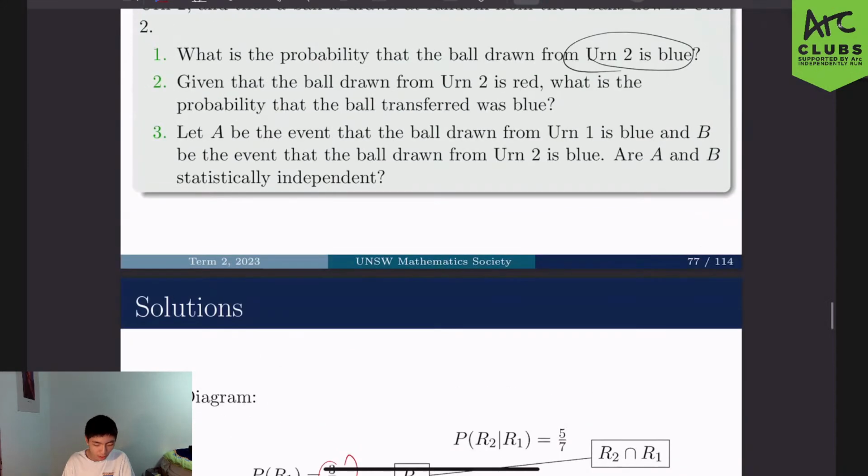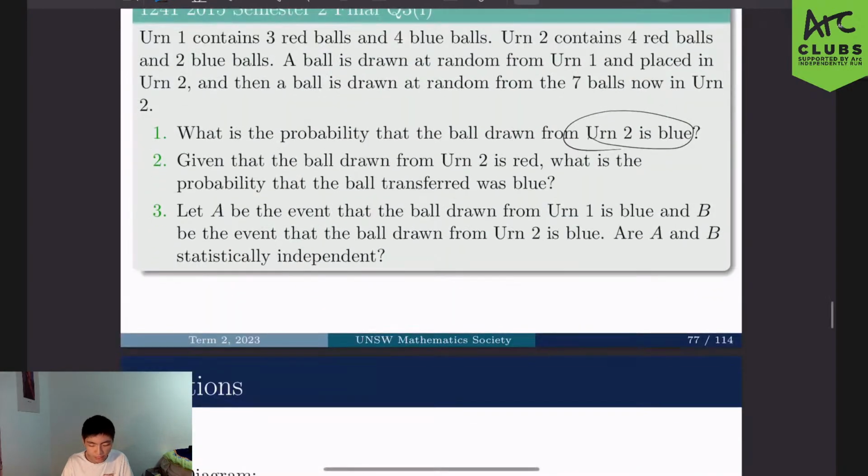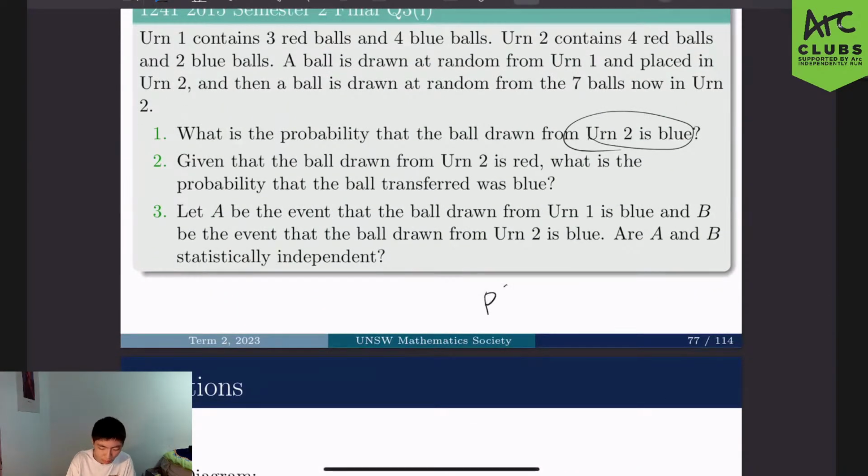Next, we are looking for the ball drawn when the second urn is red. What is the probability that the ball transferred was blue? In this situation, for you to be looking at the ball transferred, that means you have to select this from the first urn. So what we are essentially looking for is the probability that the first ball that we drew was blue, given that the ball that we drew second was red.